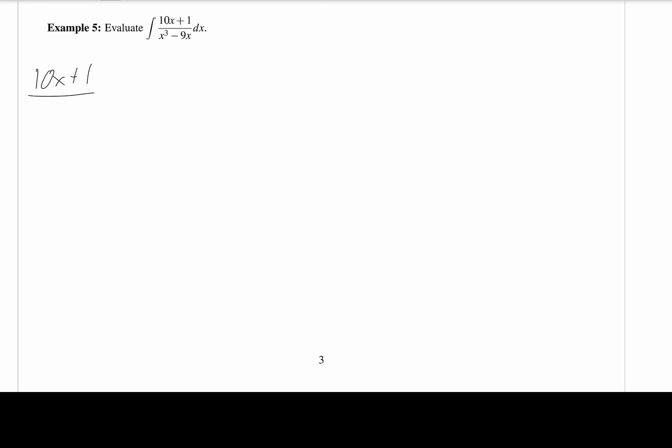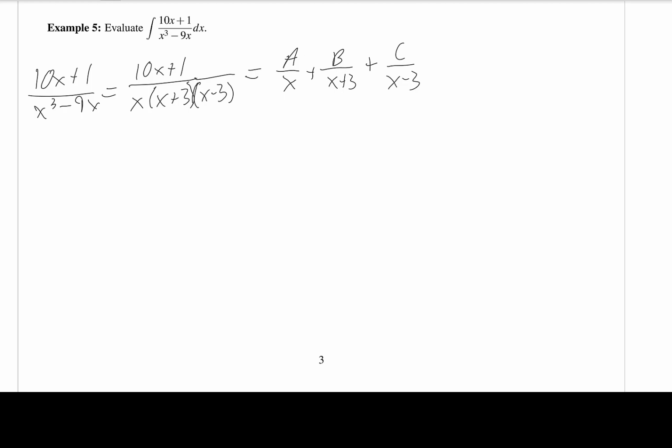So this is going to be, let's see, x cubed minus 9x. I'm not doing anything to the numerator right now. I'm just working on our denominator. I'll factor an x out. That gives me x squared minus 9. And x squared minus 9 can be written as x plus 3, x minus 3. Alright, so this will be equal to a over x plus b over x plus 3 plus c over x minus 3.